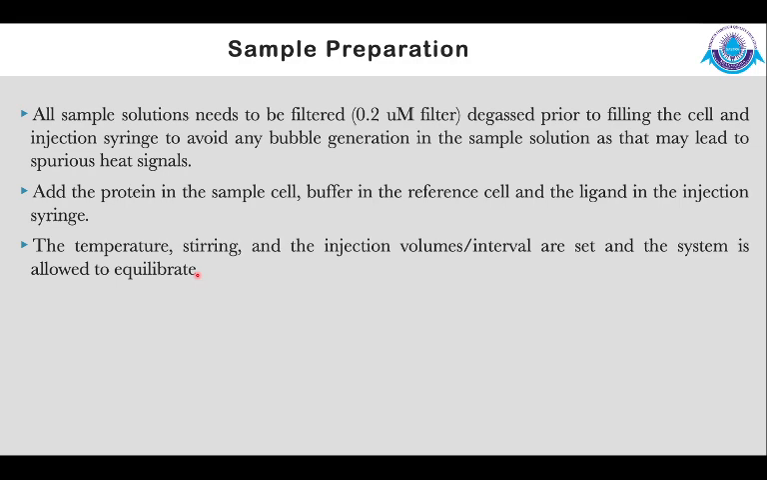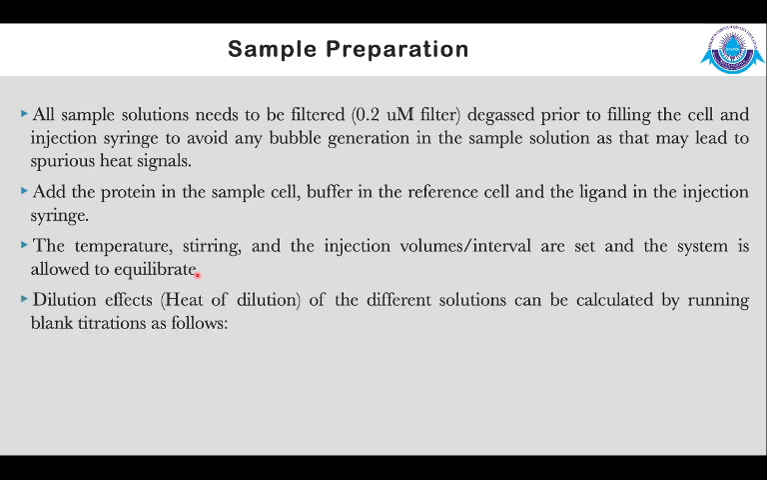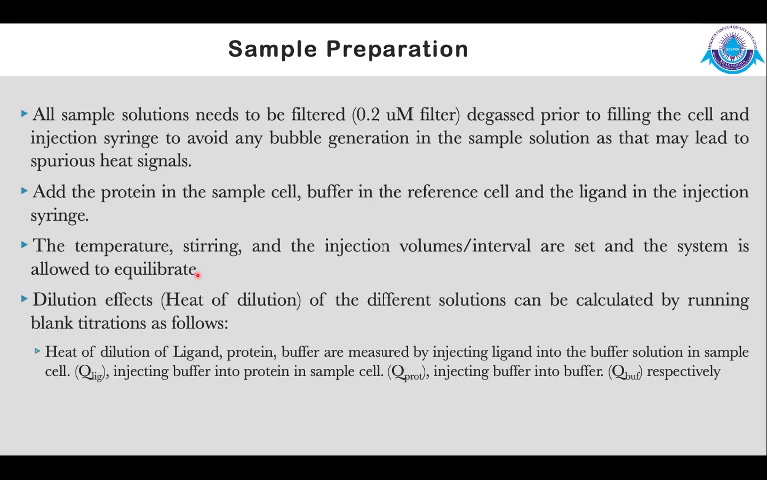Okay, so we would also have to do blanks: ligand alone, ligand into buffer, protein into buffer, and buffer into buffer. Why do we need to do this? It is because of dilution effects. When you inject a small amount of inhibitor into the protein, dilution takes place, and there is also heat of mixing. As this experiment is very sensitive, and depending upon the type of solvent, the inhibitor and the protein molecule that we use, these dilution effects can be significant.